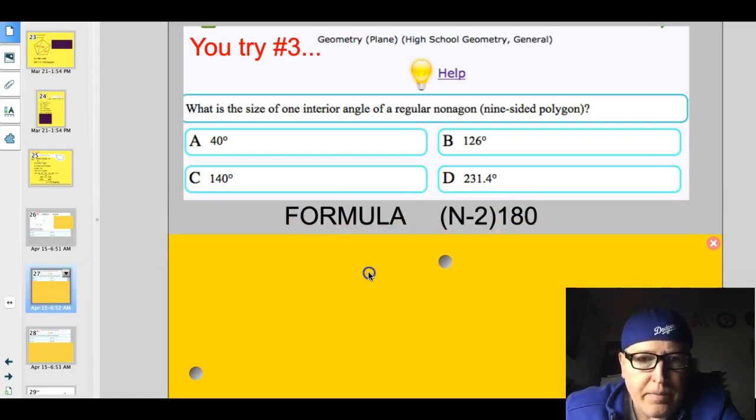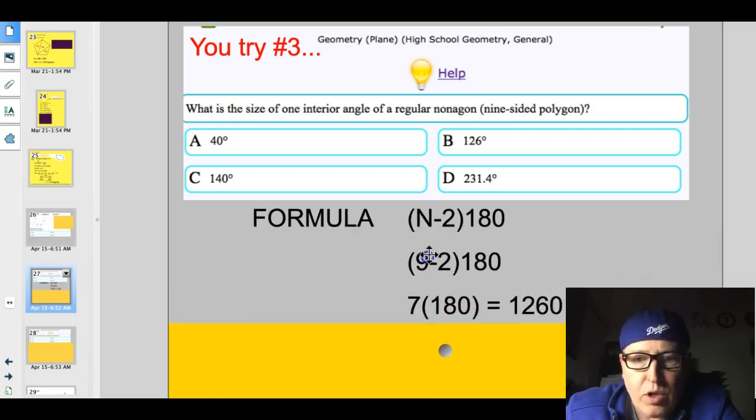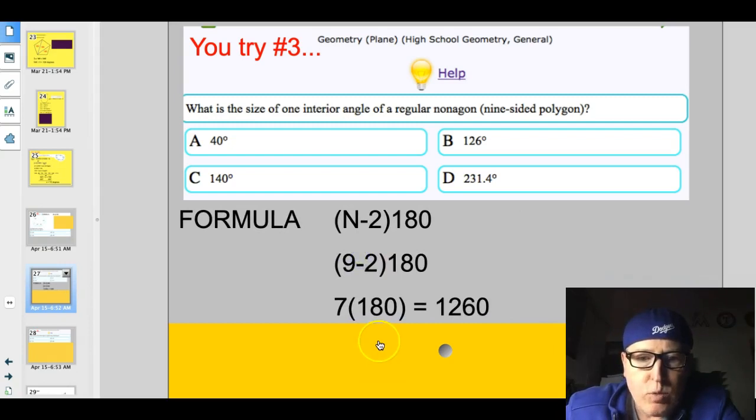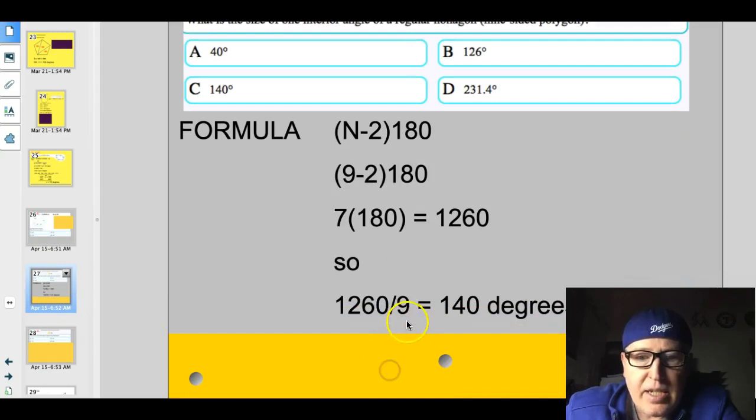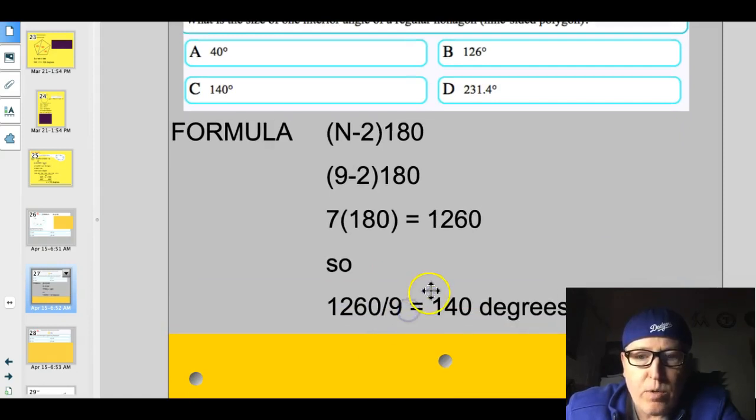Okay, let's see how you did. Well, the number of sides minus 2 times 180 will give me the total sum of the angles. So 9 minus 2 is going to be 7. 7 times 180 is 1260, so I just have to take that 1260 degrees total and divide it by 9, and I would have 140 degrees.